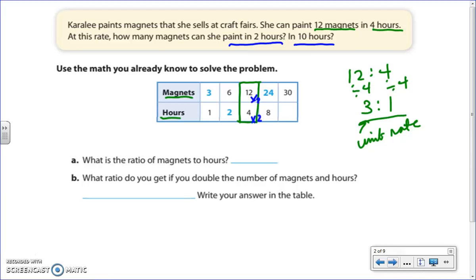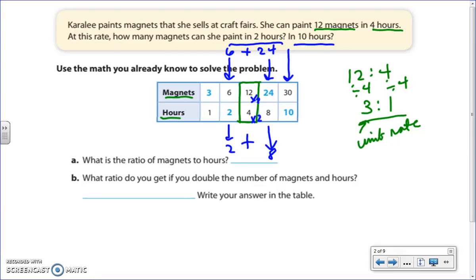And now it's hard for me to multiply anything by 24 to get to 30. However, I do see that I have a column here that says 6 magnets and a column here that says 24 magnets. I know 6 plus 24 would be 30. And so I know that also 2 plus 8 would be 10. And so there's a lot of different ways to fill out the chart once you know one data point.